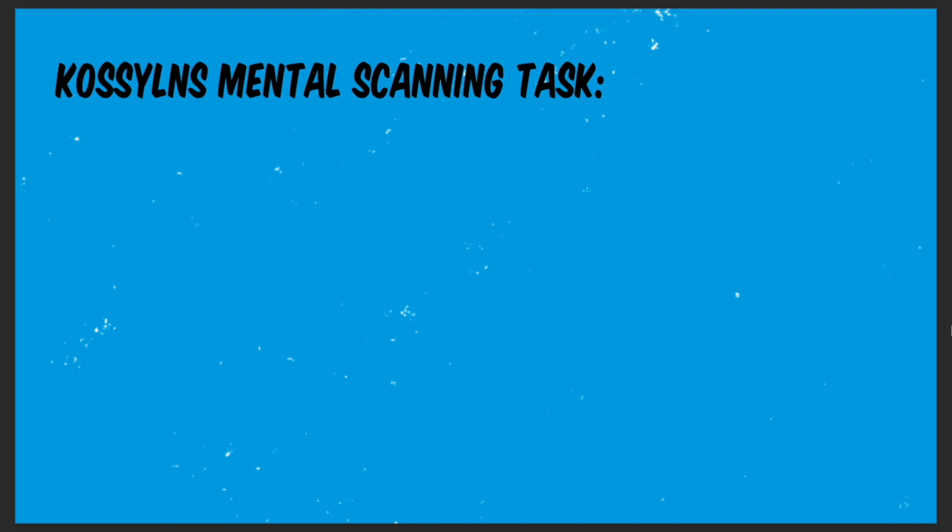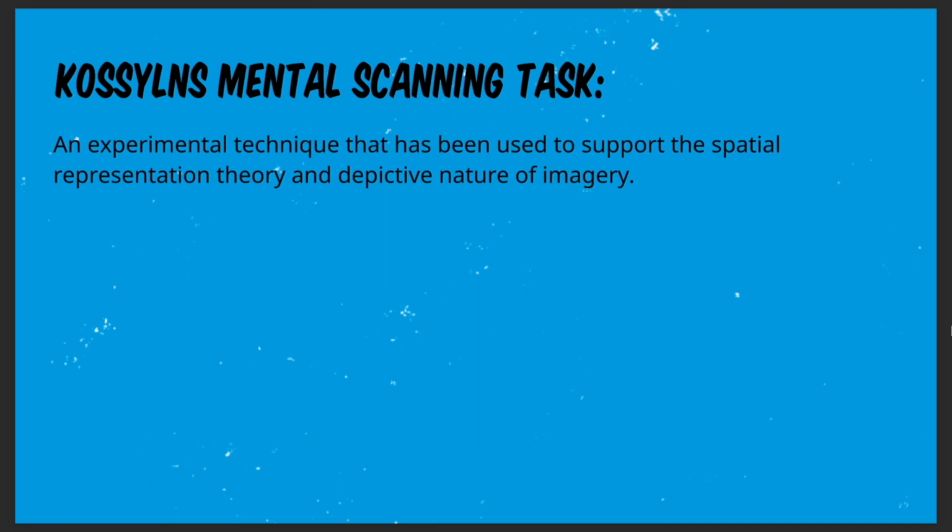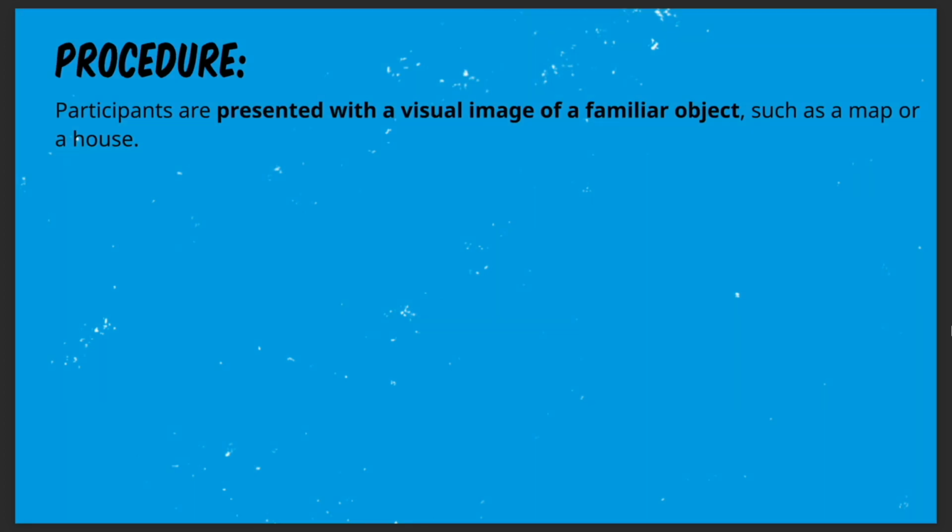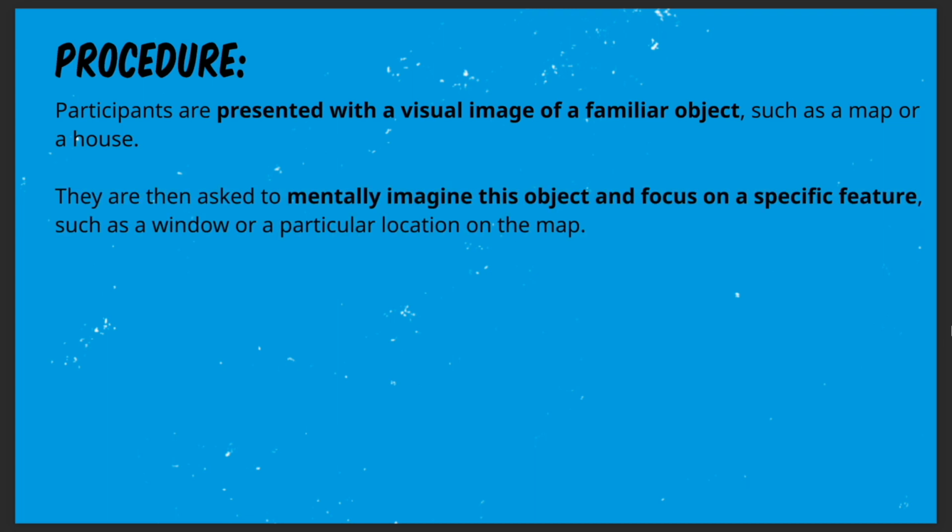Research and studies. For spatial representation theory, we have Kosslyn's mental scanning task. This is an experimental technique that has been used to support the spatial representation theory and depictive nature of imagery. For the procedure, participants are presented with the visual image of a familiar object, such as a map or a house. They are then asked to mentally imagine this object and focus on a specific feature, such as a window or a particular location on the map.